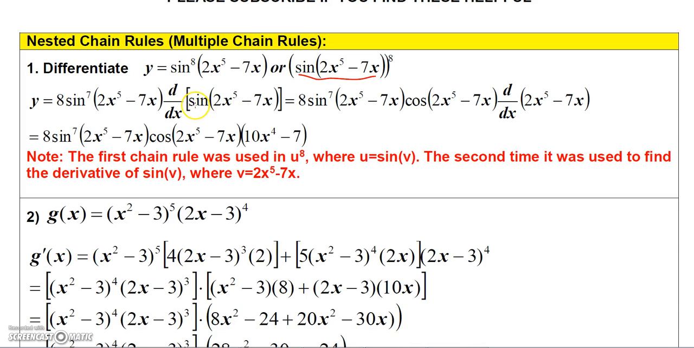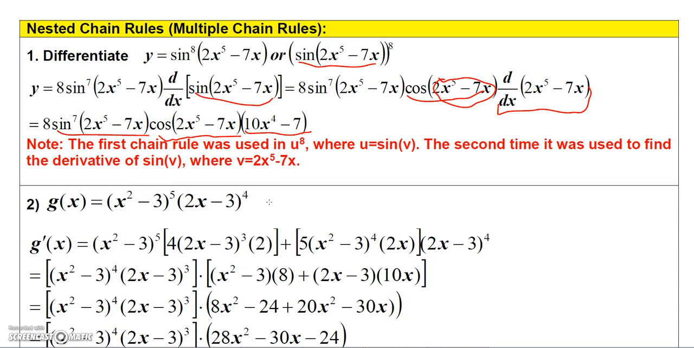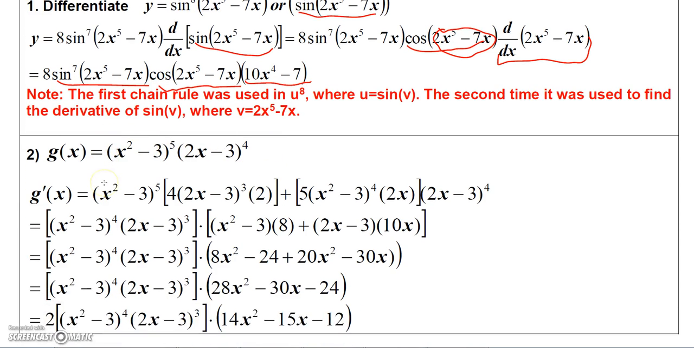The derivative of sine u would be cosine of u, but then I'd have to multiply by the derivative of the inside, the derivative of 2x to the fifth minus 7x, which is just 10x to the fourth minus 7. So finally I end up with 8 times the sine of the argument to the 7th power, then times the cosine of that same argument, and then times the 10x to the fourth minus 7. It can get kind of nasty when you have those nested chain rules.